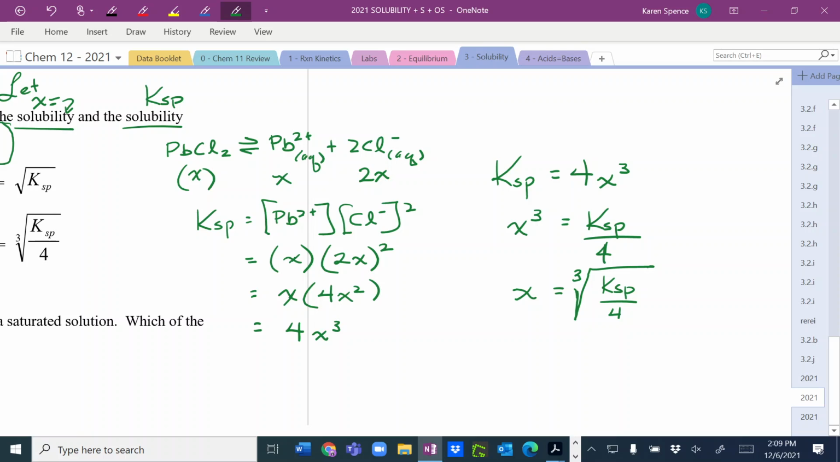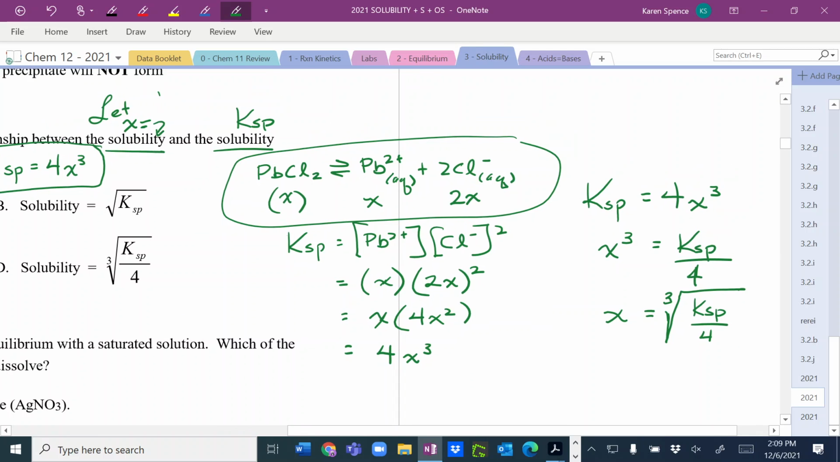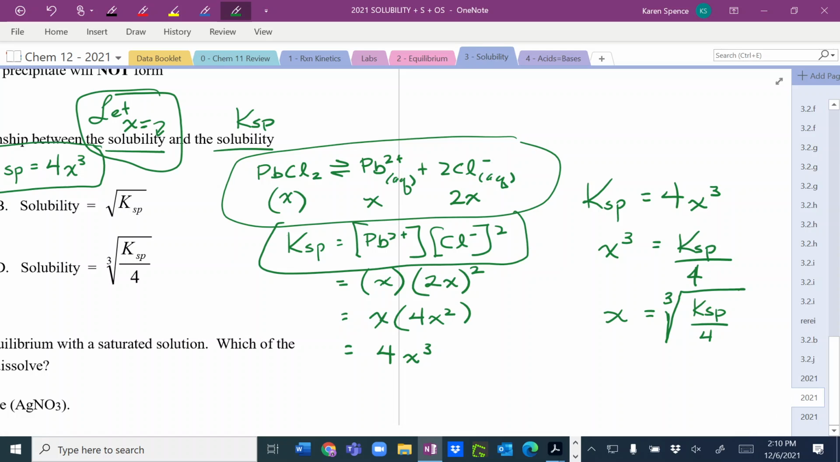On a written response, if you're missing this, and let X equal the solubility, and if you're missing this, then you're out of luck. On the multiple choice, no. Multiple choice is sad that way. You either got it or you don't. Okay? Alrighty.